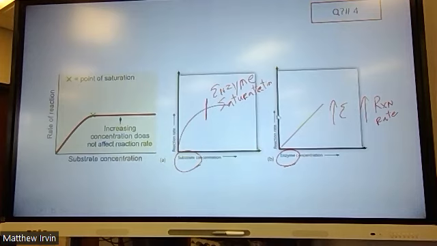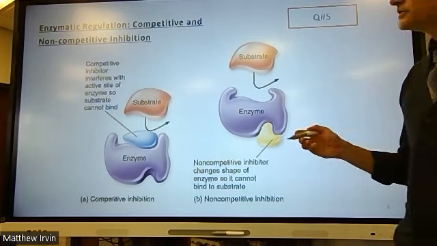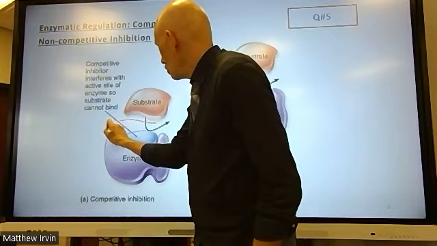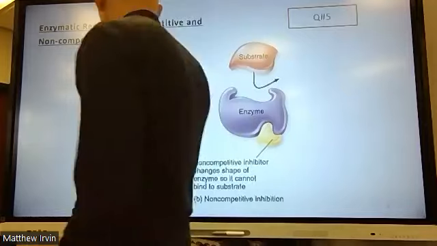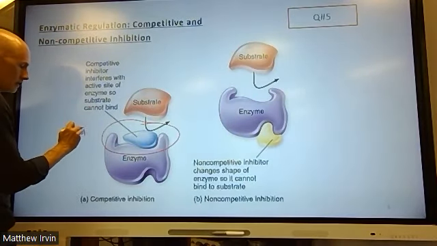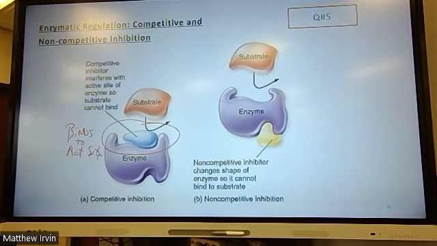Other things that are going to affect enzymatic regulation are going to be things like competitive and non-competitive inhibition. So in competitive inhibition, your competitor is binding to the active site. So that means the group that wins is the one that has the higher concentration. So if you've got more inhibitor, the reaction slows down. If you've got more substrate, the reaction speeds up.